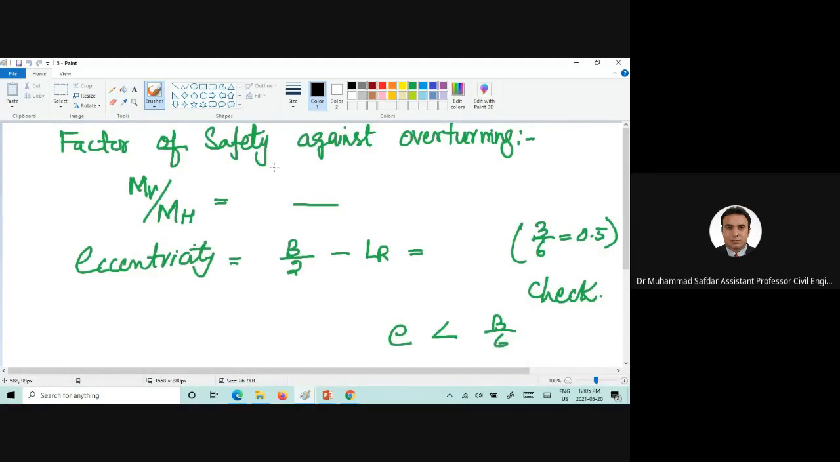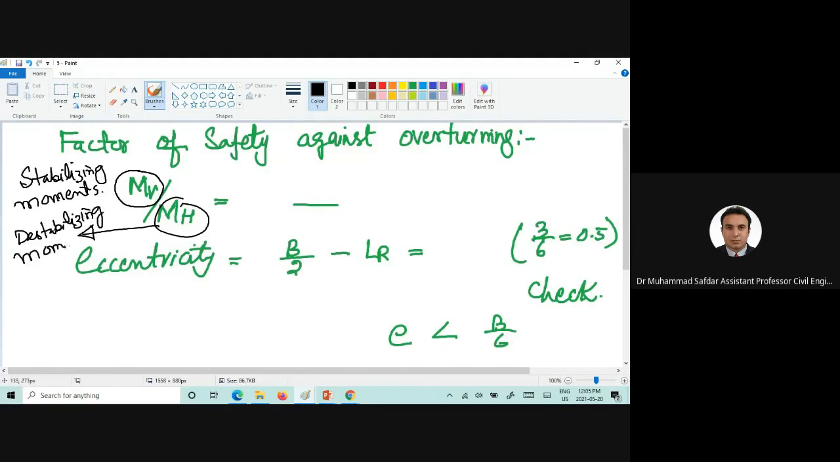Now we can also find out the factor of safety against overturning if we compare the stabilizing moments, तो ये हमारे पास, और ये हमारे पास destabilizing। इसकी value आपकी 2.6 है, ठीक है। So we can clearly see that the moments which are occurring due to the vertical forces is greater than the destabilizing moments. So therefore, the overturning limit state is satisfied, or we can say it's okay.